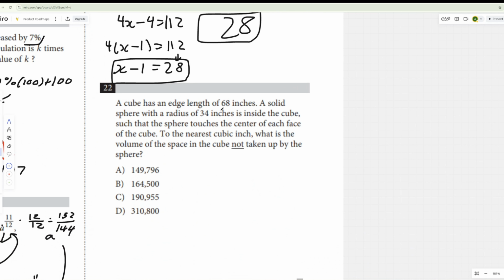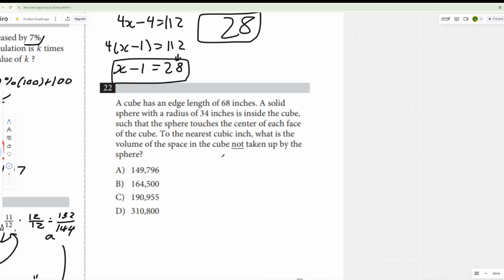A cube has an edge length of 68 inches. A solid sphere with a radius of 34 inches is inside the cube, such that the sphere touches the center of each face of the cube. To the nearest cubic inch, what is the volume of the space in the cube not taken up by the sphere? Okay.